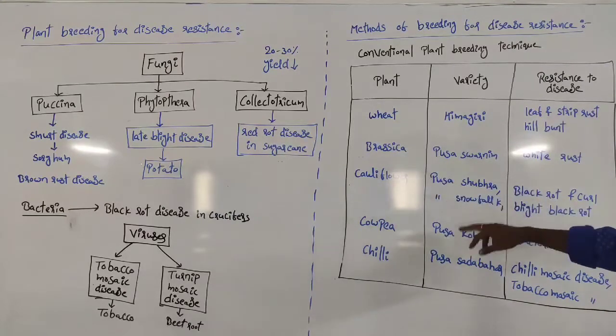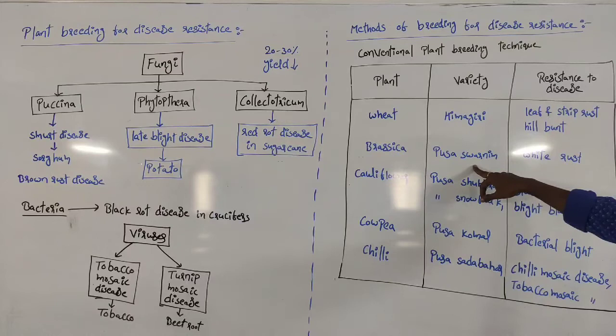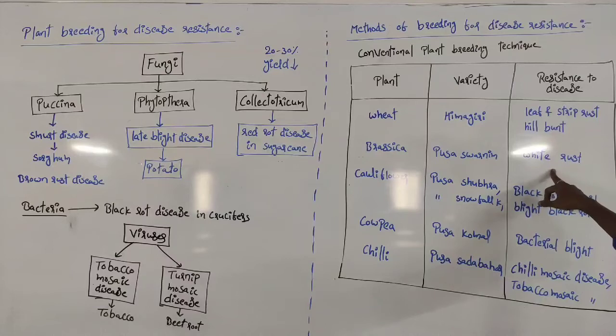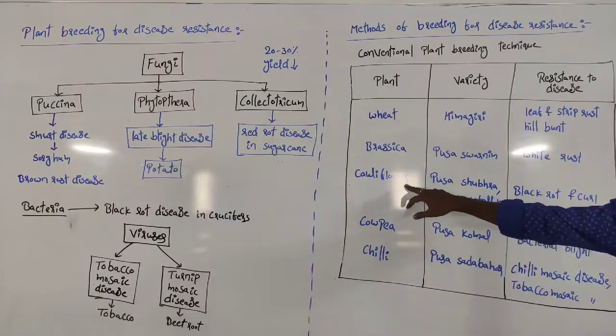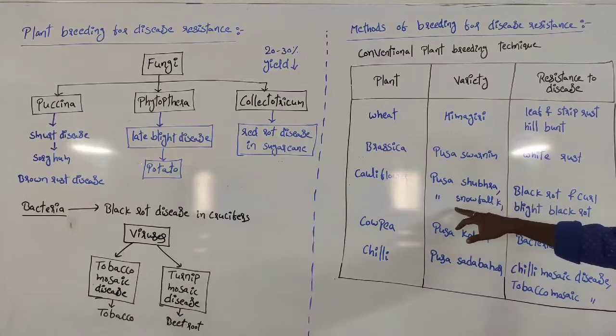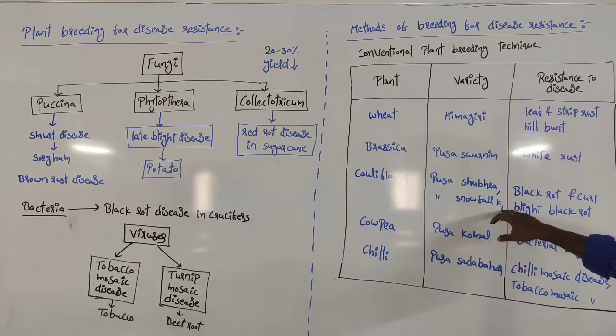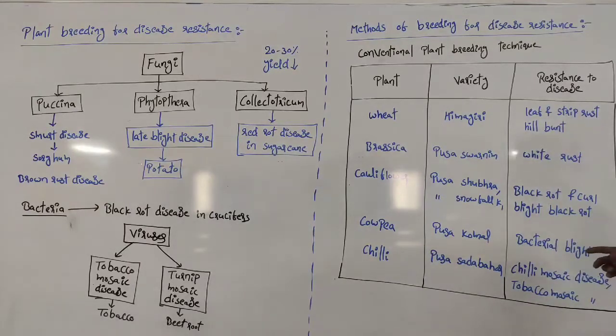And Brassica, right? The variety name is Pusa Swarnim. Here, resistance to white rust. And cauliflower plant, Pusa Shubhra and Pusa Snowball K1, right? These are the two varieties which have resistance to black rot and curl blight black rot disease. See, black rot and curl blight, and next is black rot disease, right? These plants are resistant to these diseases.